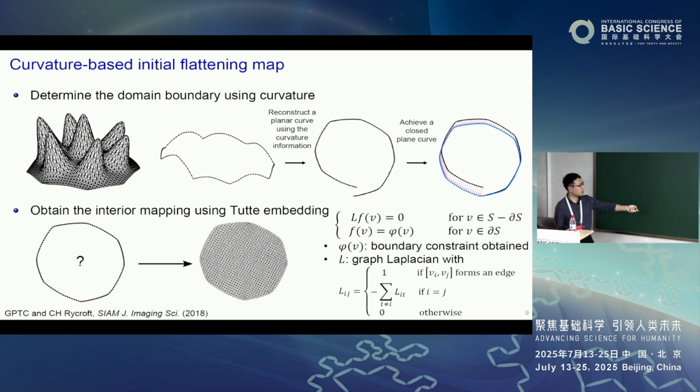Once we have the initial boundary, we can consider how to handle the interior. For the initial map, we can just use a very simple method, the Tutte embedding method. For the Tutte embedding method, we just need to compute the graph Laplacian, which is given in this formula. The weighting will be 1 if there is an edge between two vertices, it will be minus the summation for the diagonals, and it will be 0 otherwise. By solving this graph Laplacian equation based on the boundary that we obtained, we can obtain the initial Tutte embedding mapping, and that will serve as the initial map for the subsequent computation.